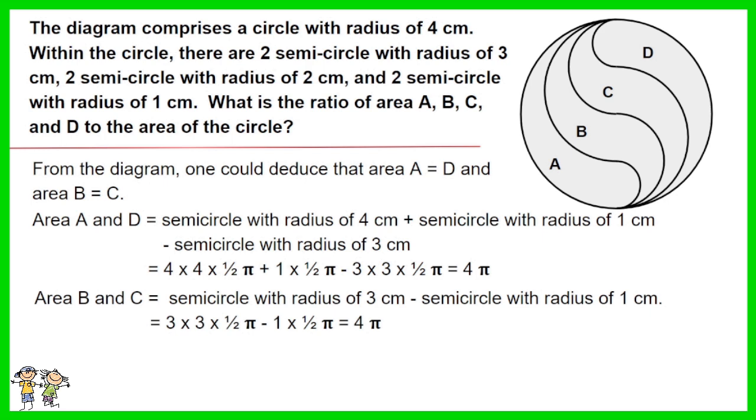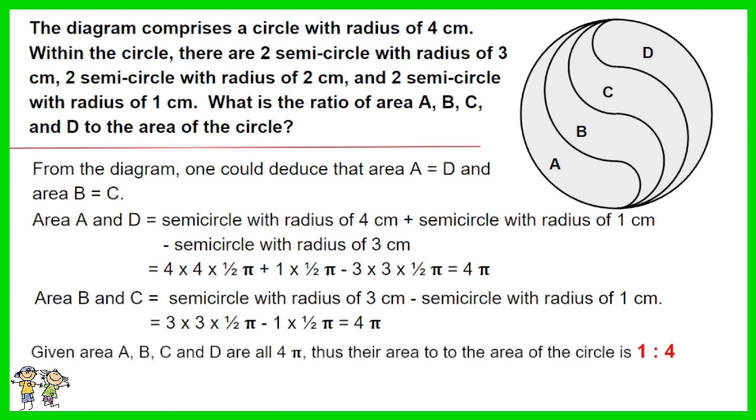Area B and C equals semicircle with radius of 3 centimeters minus semicircle with radius of 1 centimeter. Work out the equation, you get 4 pi. Given area A, B, C and D are all 4 pi, thus their area to the area of the circle is 1 to 4.